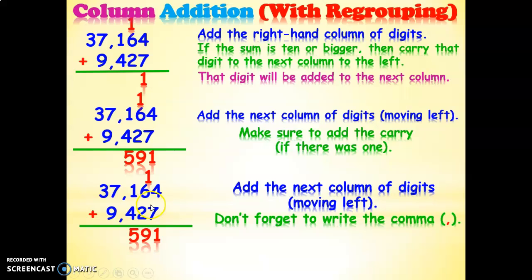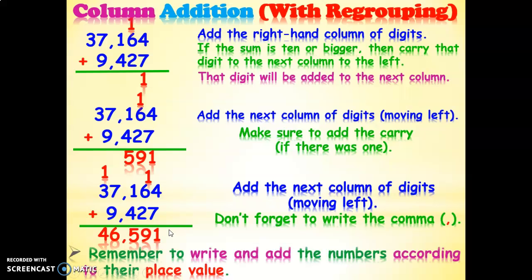So again, 4 plus 7, 11, write 1, carry 1 on top of 6. 1 plus 6 plus 2 is 9. 1 plus 4 is 5. 7 plus 9 is 16. So 6, carry 1 on top of 3. 1 plus 3 is 4. And we should not forget to write the comma. Count 3 digits, ones, tens, hundreds, comma, thousands, and 10,000s place. Our final answer is 46,591. And always remember to write and add the numbers according to their place value.